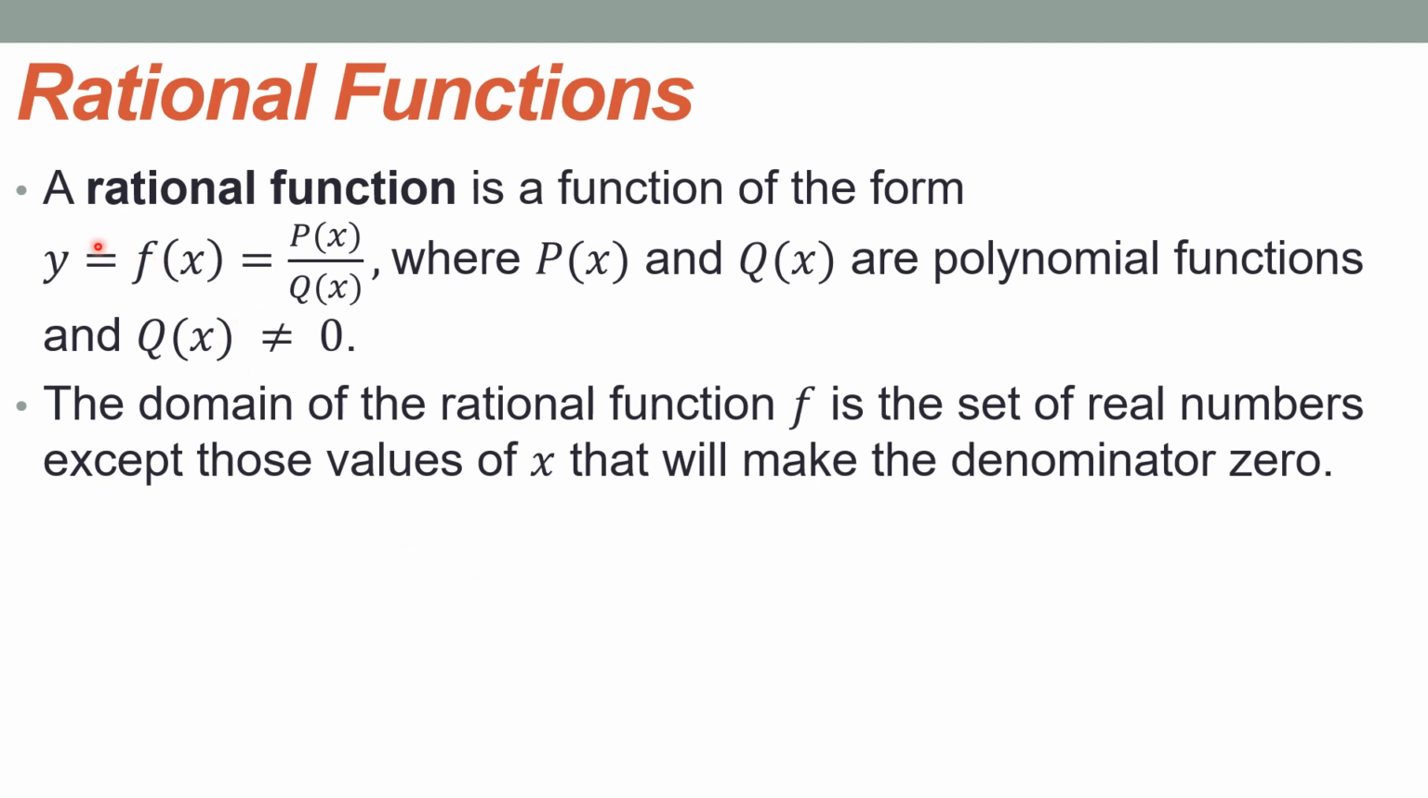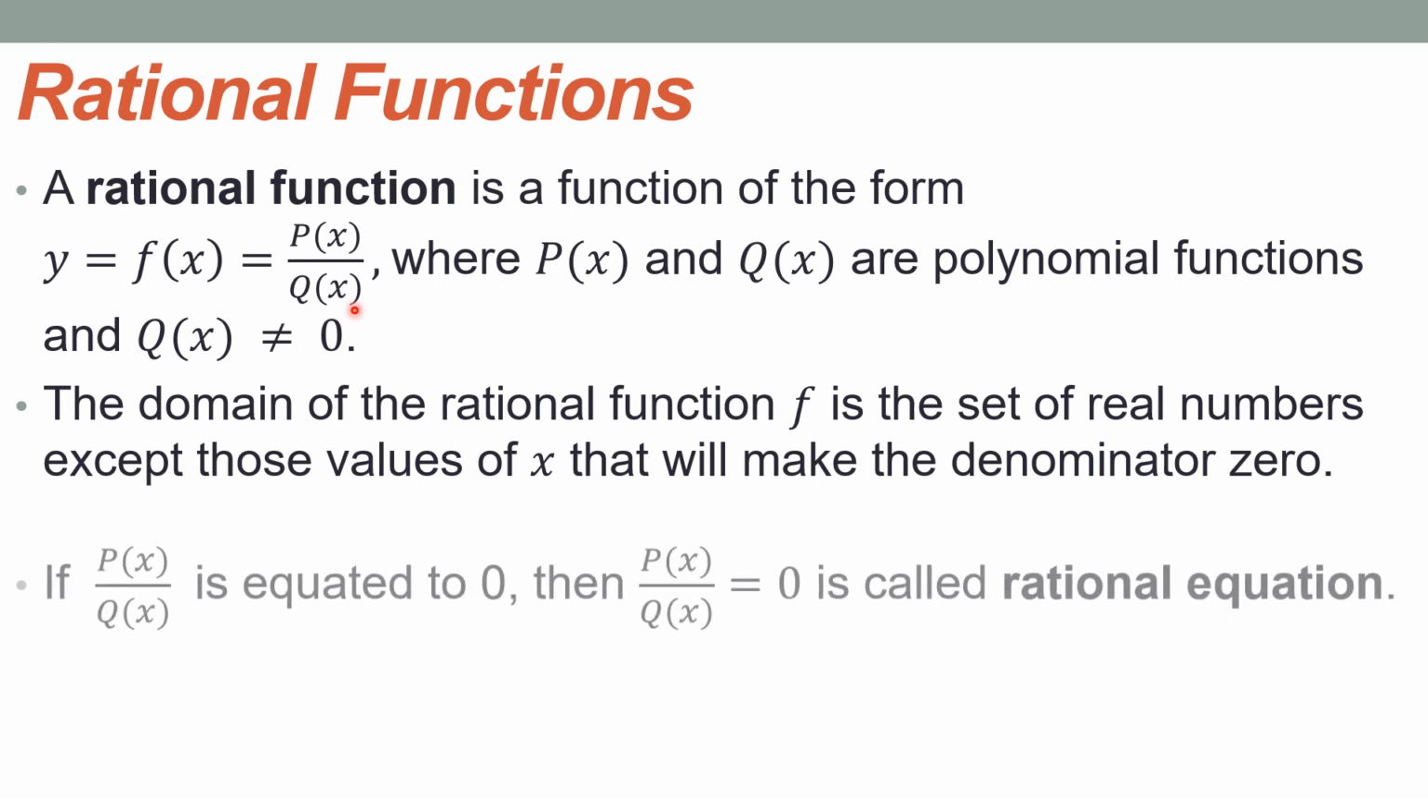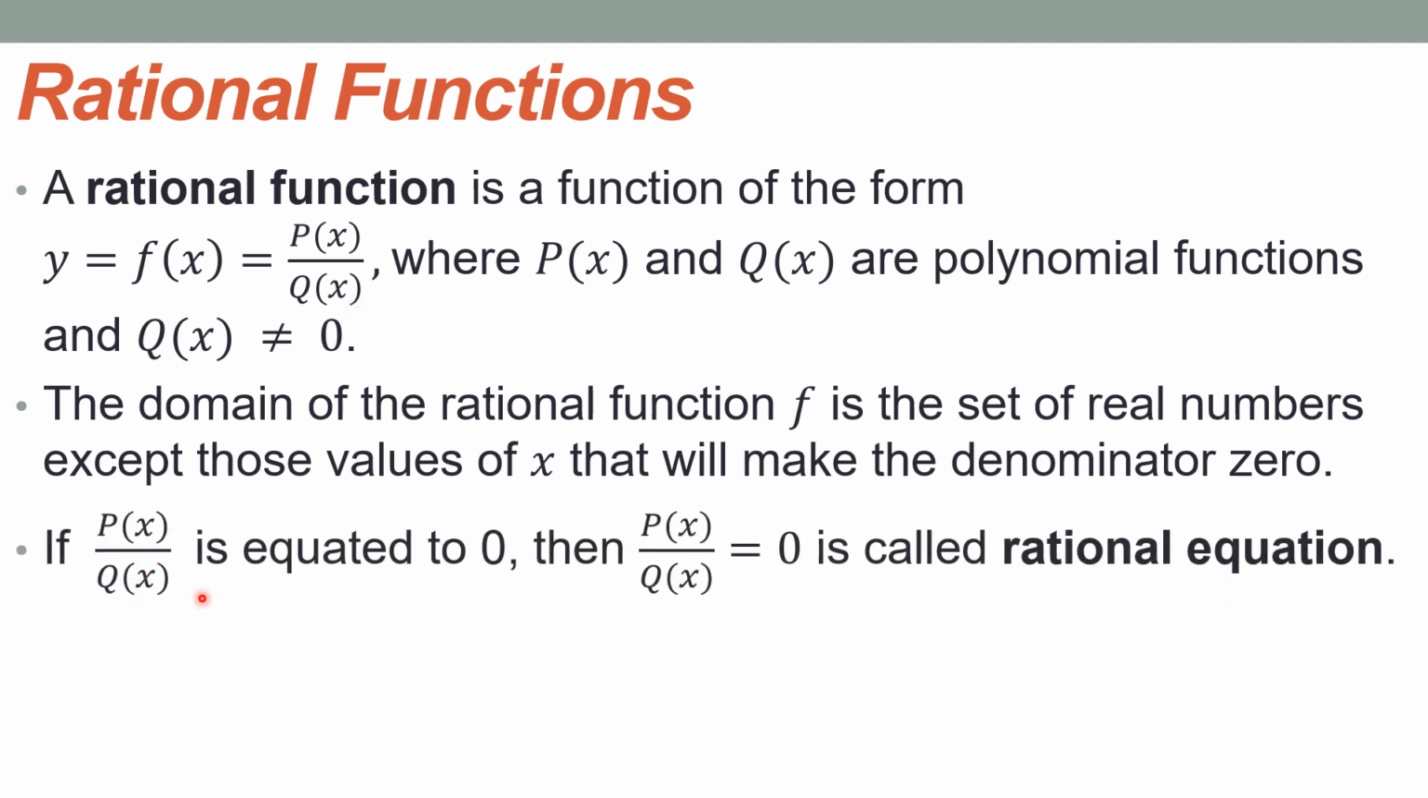Okay? So this is again our rational function. y is equal to p of x over q of x, or f of x is equal to p of x over q of x. If p of x over q of x is equated to 0, then p of x over q of x is equal to 0 is what we call a rational equation. If this is equated to 0, then that is a rational equation.